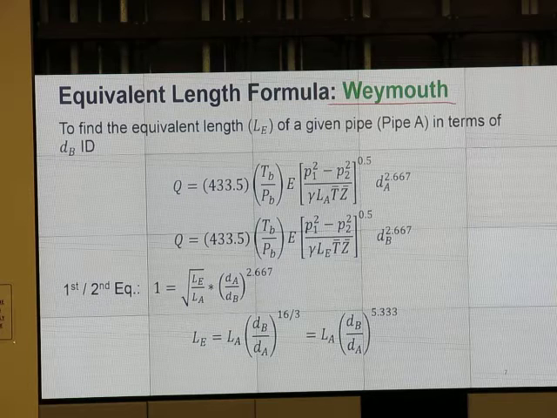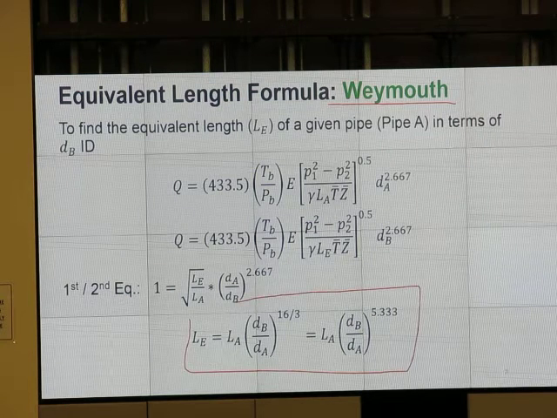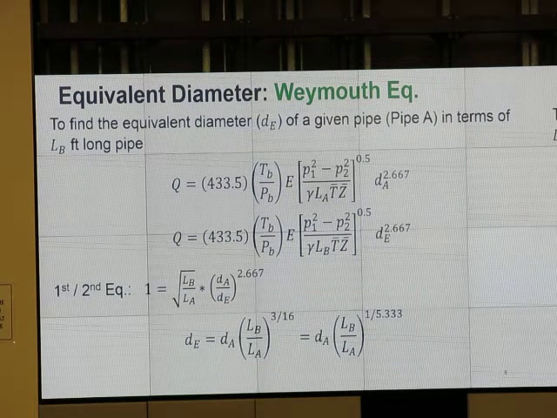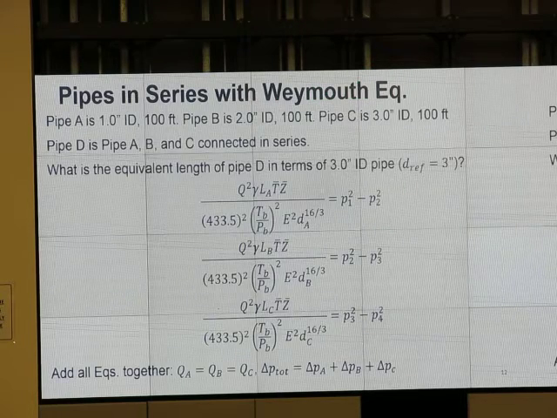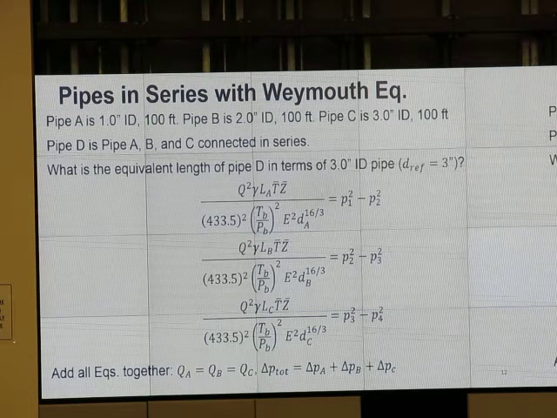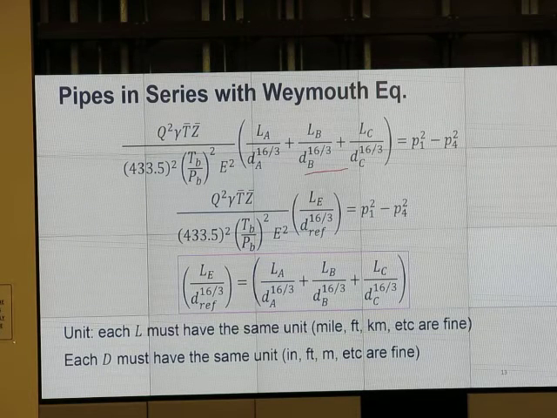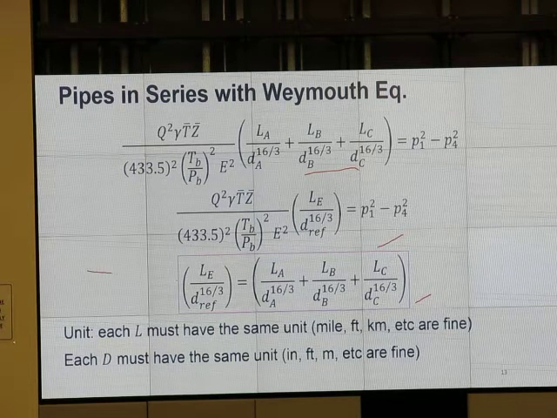Okay, look at the Weymouth equation. Do you know how to derive this? The equivalent length derivation itself takes 3 lines, so maybe 3 minutes. You should do it. What about pipes in series? I have 1 line, 2, 3, 4, 5, 6 lines, so 6 minutes. You should be able to derive the equation in the pink box within 6 minutes.